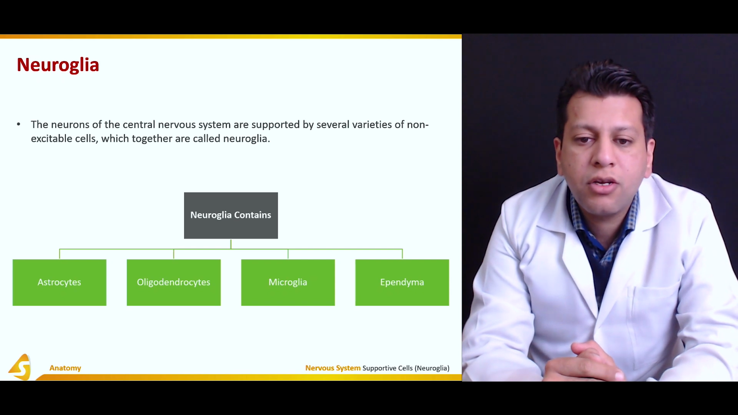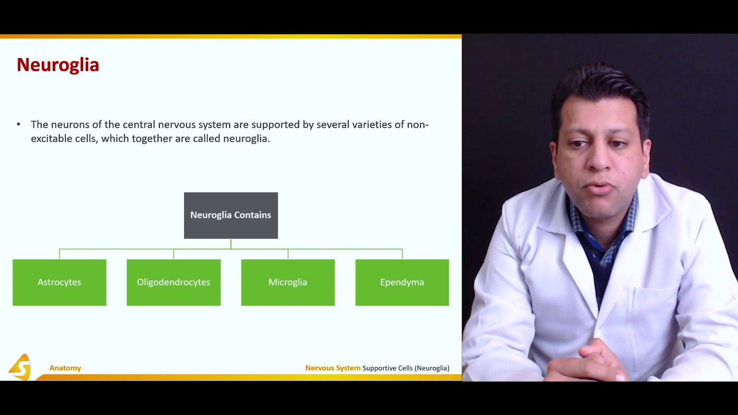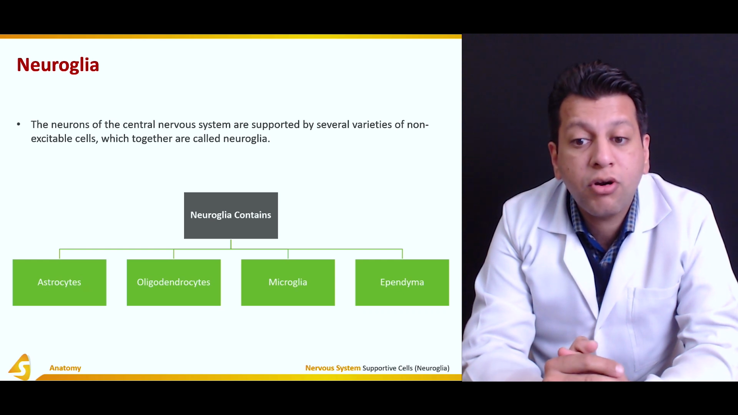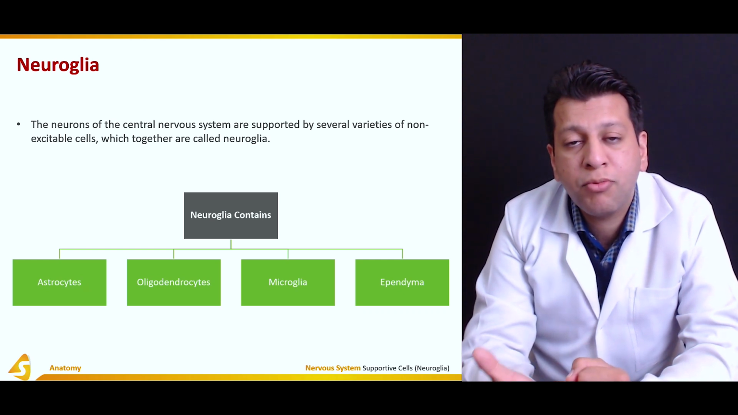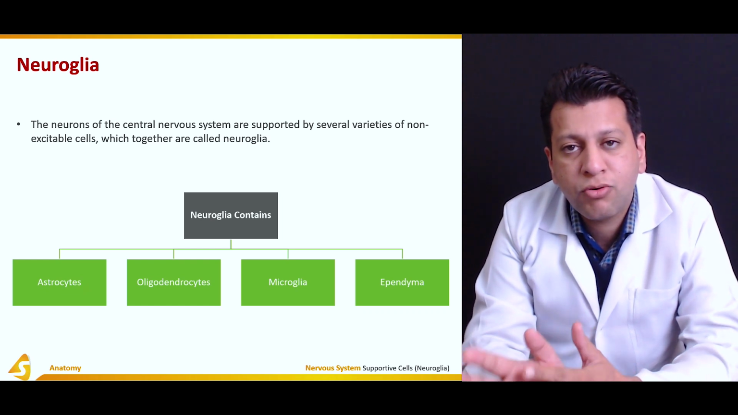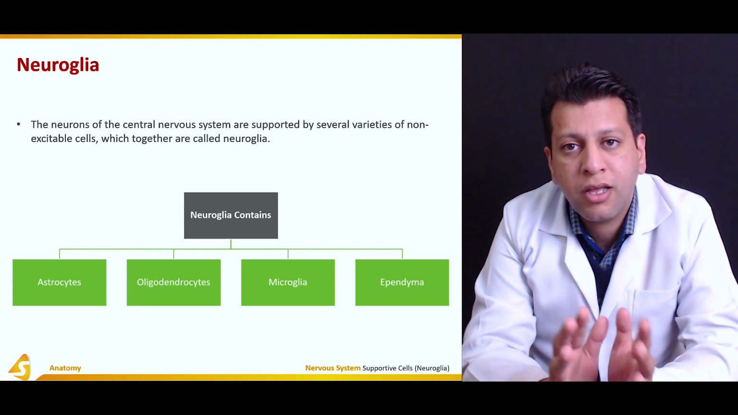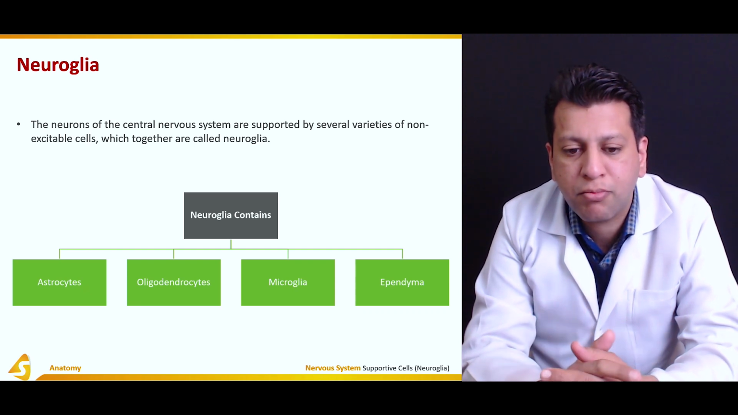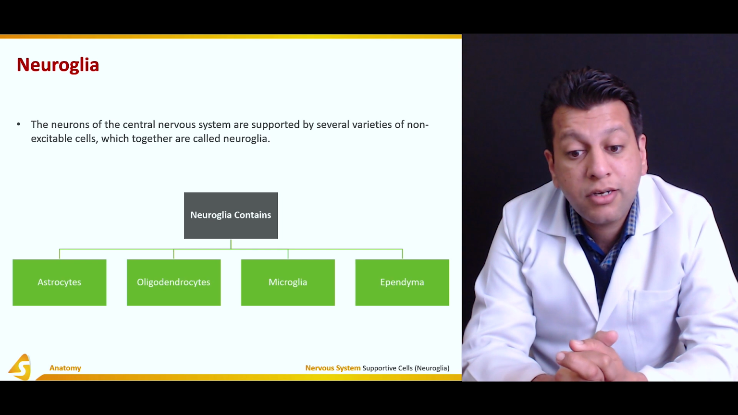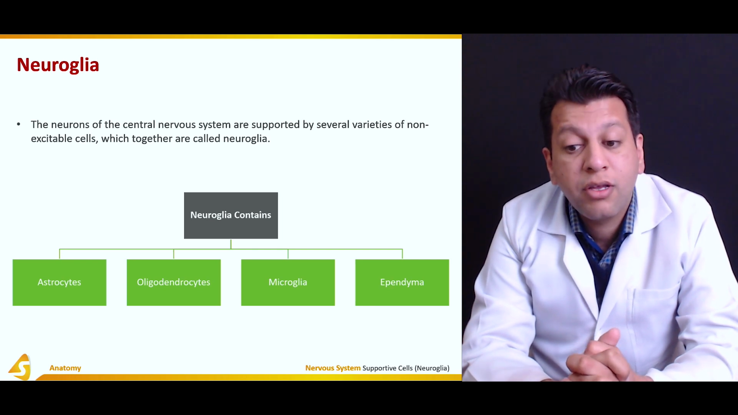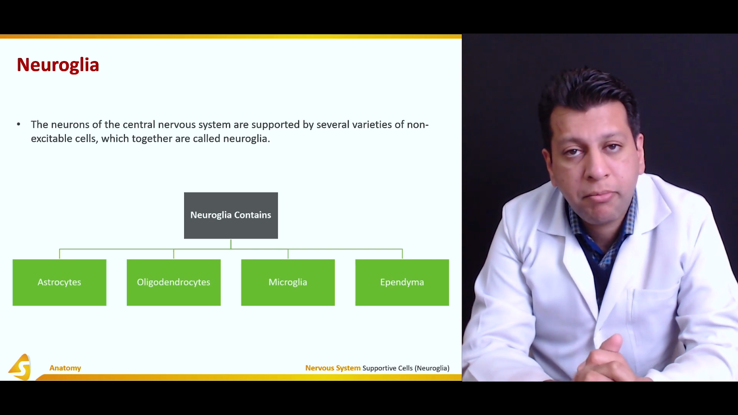Neuroglia. The neurons of the central nervous system are supported by several varieties of non-excitable cells, which together are called neuroglia. Why are they called neuroglia? Because they are not like nerves; they cannot be excited. So these are the cells which are actually supporting and helping the nervous system to function properly. These include astrocytes, oligodendrocytes, microglia, and ependymal cells.